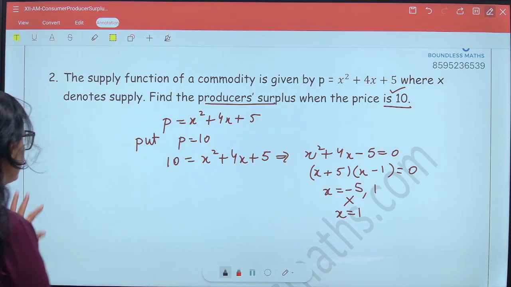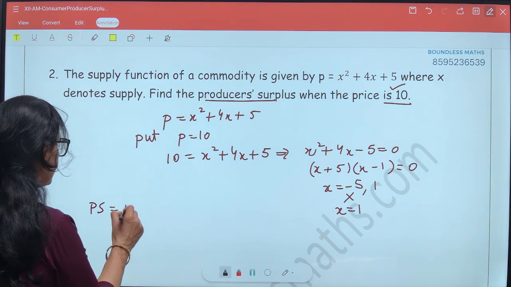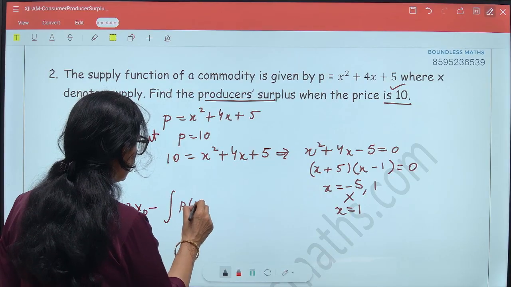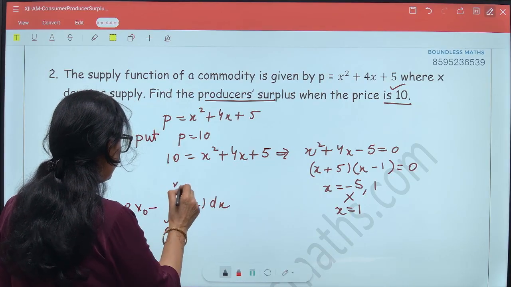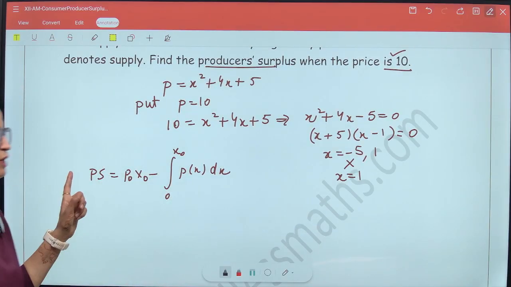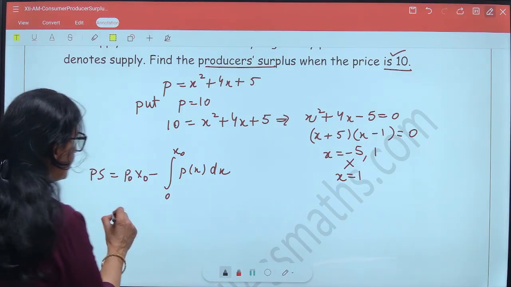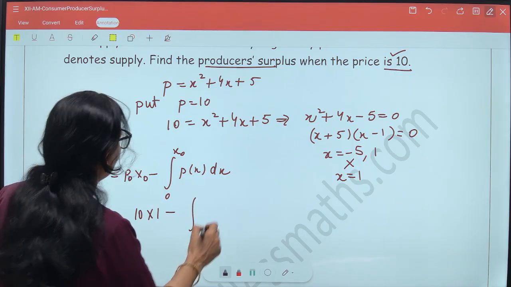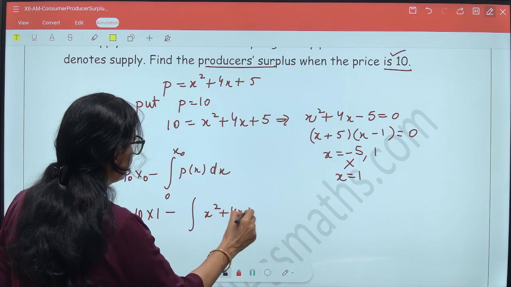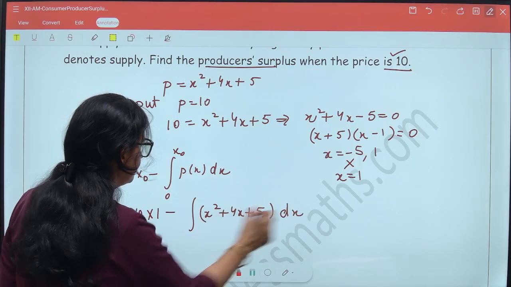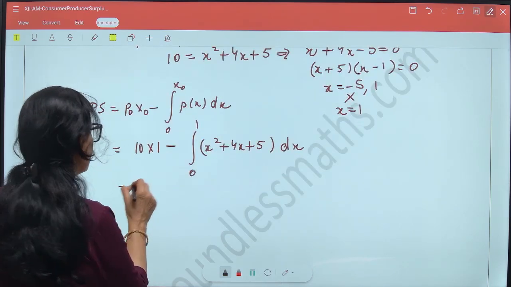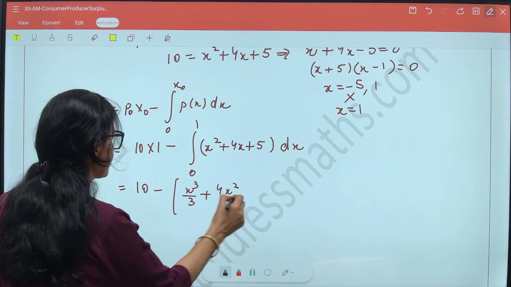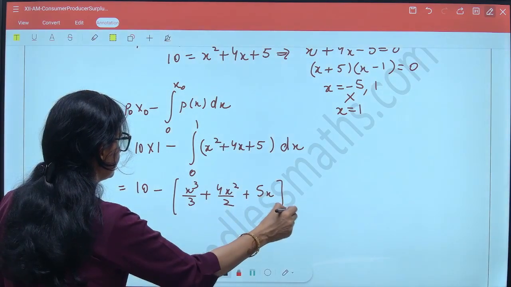Now we need to find the producer surplus. First write the formula for producer surplus. It is P naught x naught minus the integral of the supply function given to you, with the limits 0 to x naught. It's important to write this formula, otherwise you lose half a mark here. So now what is the equilibrium price and quantity? It is 10 into 1 minus the integral of x square plus 4x plus 5 dx, and the limits are 0 to 1. So this becomes 10 minus [x cube by 3 plus 4x square by 2 plus 5x], and the limits are 0 to 1.